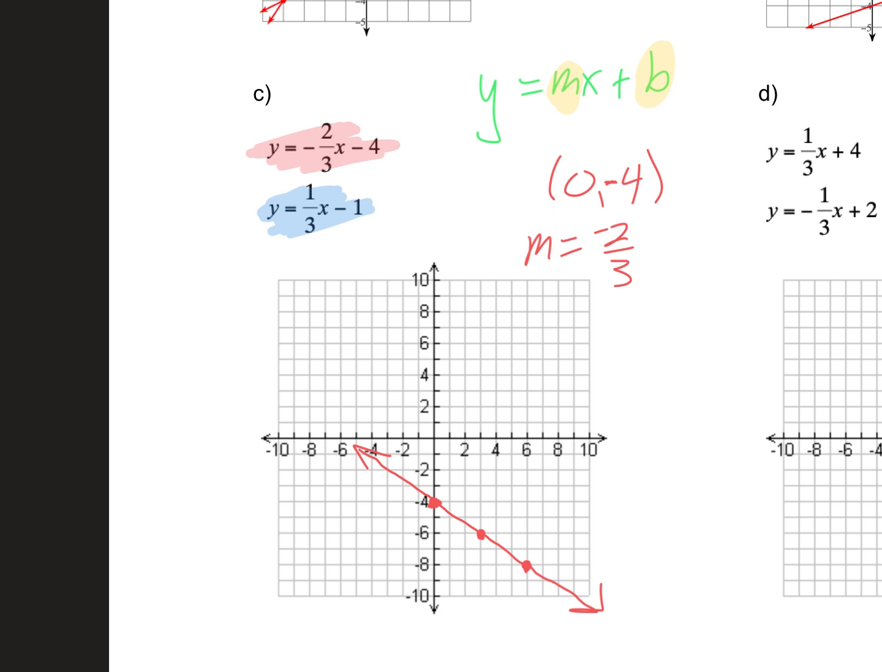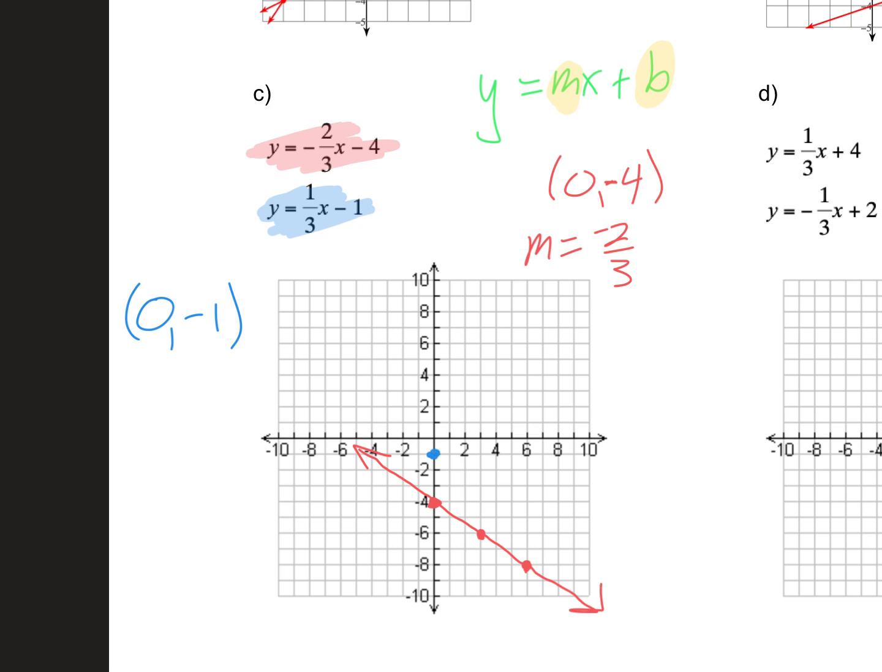Our y-intercept, we know the x value will be 0, and our y value is represented by this number here. So in this case, it is -1. So our y-intercept will be 0, -1. So that point is right here.